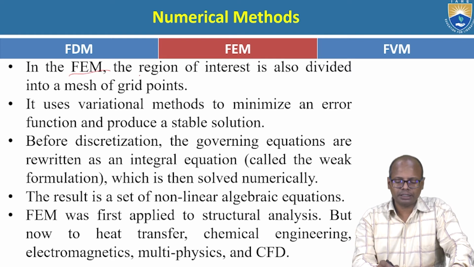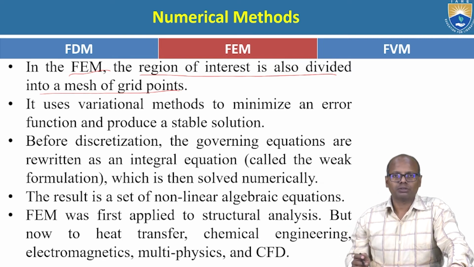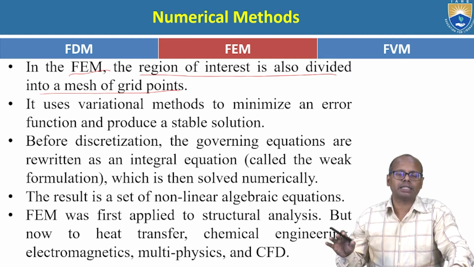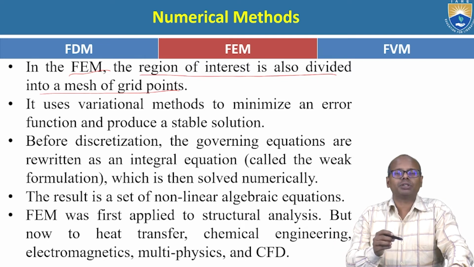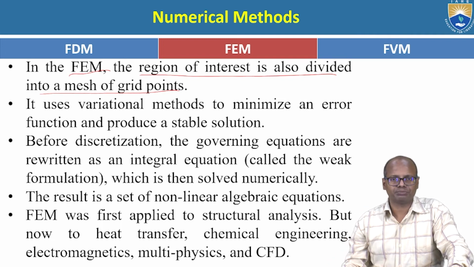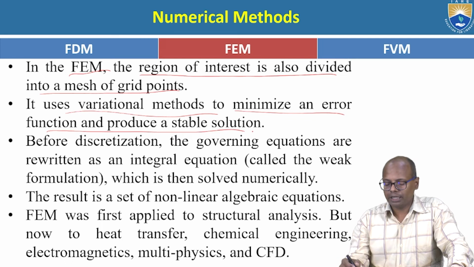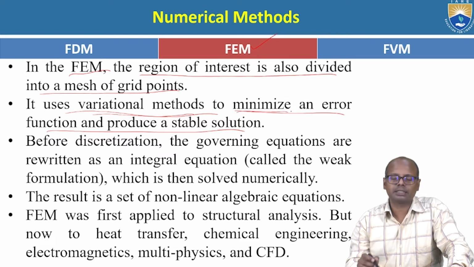In FEM, the region of interest is divided into grid points. This point is common for FDM, FEM and FVM. We divide the entire grid into a number of parts. In FDM, we divided into a structured uniform grid. In FEM, we can divide it any way. We don't have to bother about which type of grid we are using in FEM. It uses variational methods to minimize the error function. As I said earlier, I get an approximate solution if I use FEM. If I use the variational methods, then the error can be minimized. It cannot be made zero. It can be minimized to get a stable or acceptable solution.